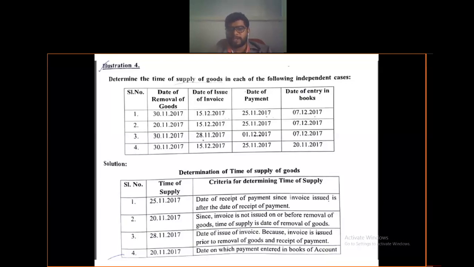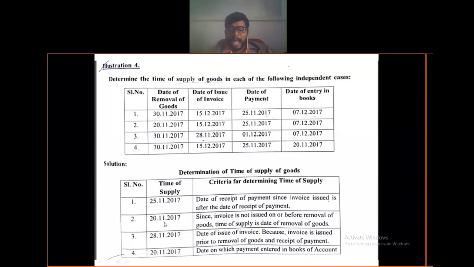Now which is the date? Earlier date is 20th November 2017, therefore time of supply is 20th November 2017. But remember, suppose the same kind of problem comes in the exam, you don't just write the answer as the time of supply, you have to write the reason also. You can see the solution, how to write the reason.